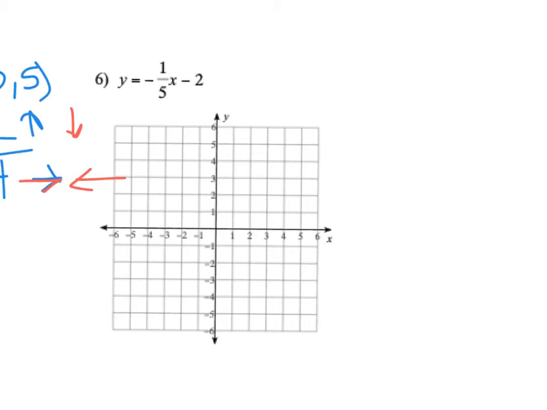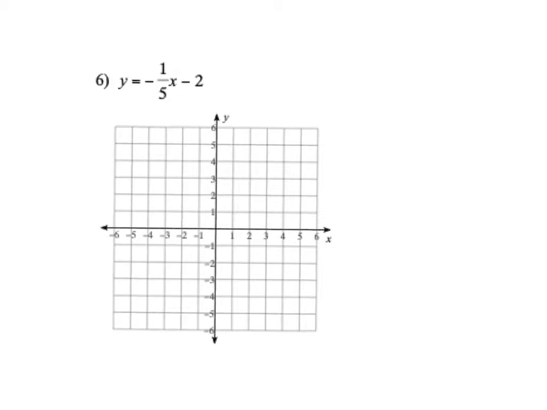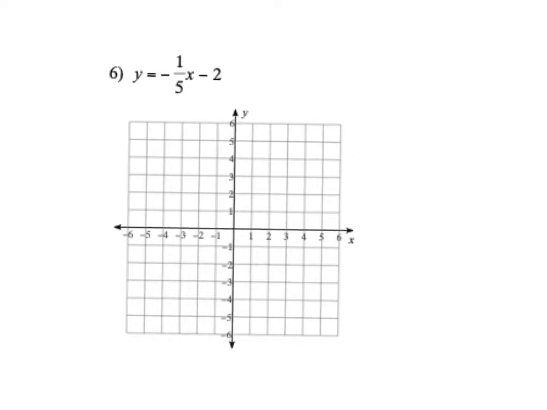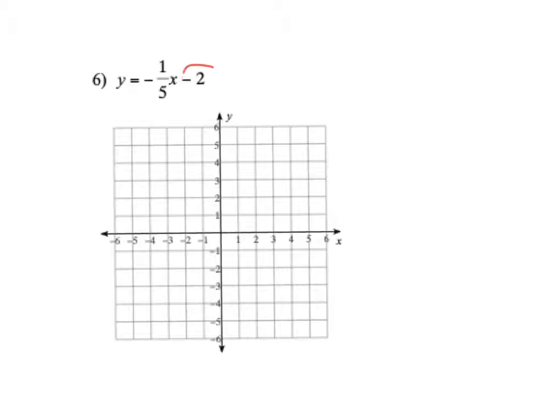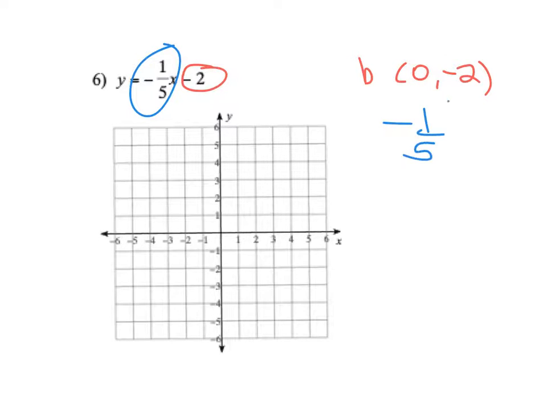Okay, number 6. We are going to begin. So our b is -2, and it's a negative because remember, a negative and a minus are the same. Good. So we're going to begin at 0, -2. Now our m, how we move, is -1/5. So we're going to go down 1, right 5. So 0, -2 is here. We're going to go down 1, right 5. We can also go in the opposite direction, so up 1, left 5. So that's going to be our line.